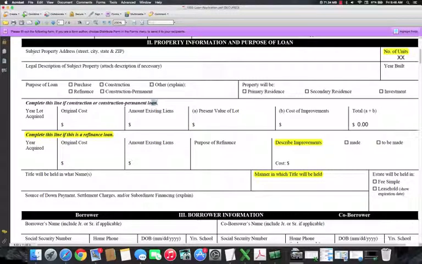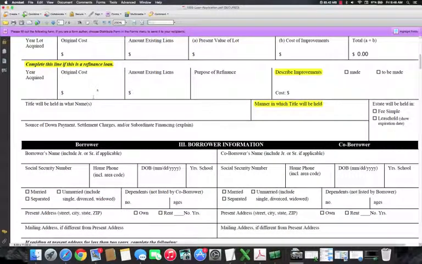This line's not going to be filled out, shouldn't ever be filled out because there's not going to be construction. If this is a refinance, original cost, amount of existing liens, what's the purpose? If you've done or you're doing any improvements to it, put the cost and what was done or what will be done. Title will be held in what name?